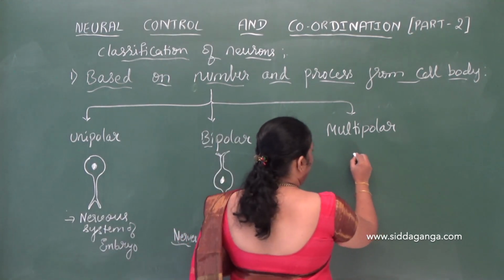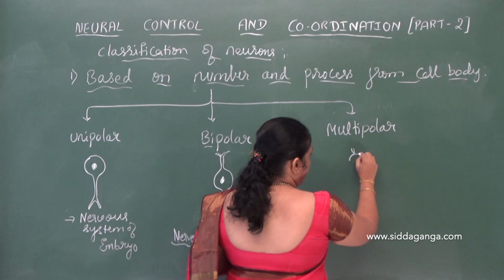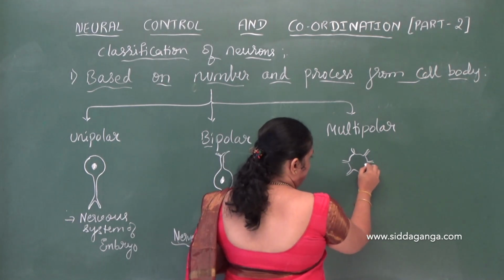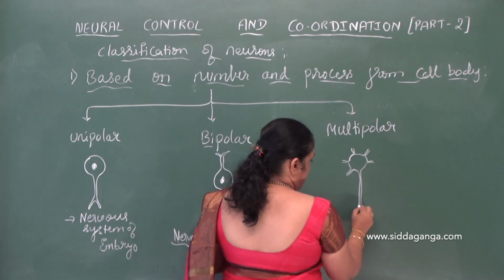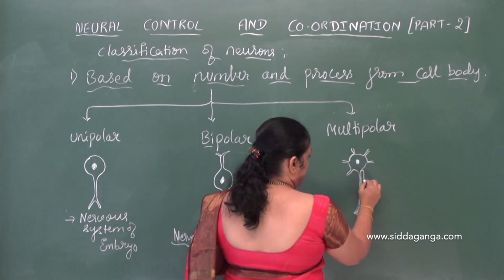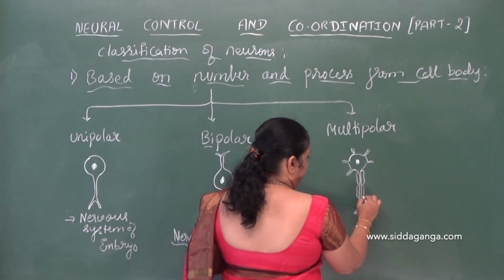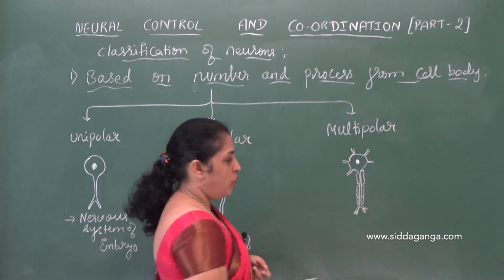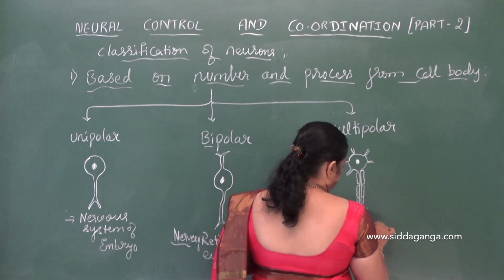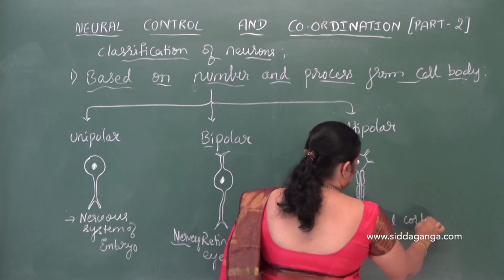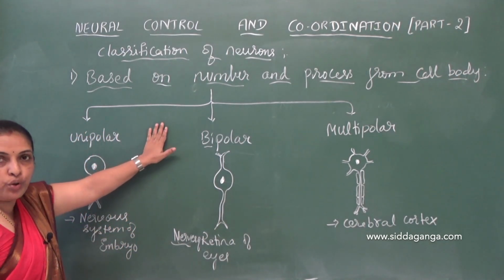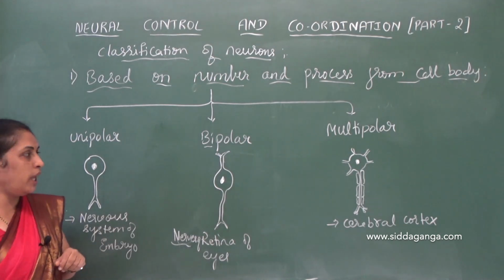And multipolar means many processes arise from the cell body. So we see many dendrites and one axon in a multipolar neuron. This is seen in the cerebral cortex. So this is about the classification of neurons based on the number of processes from the cell body.